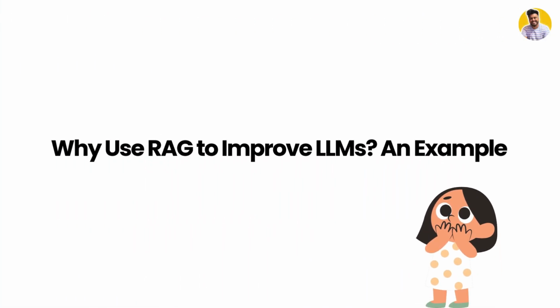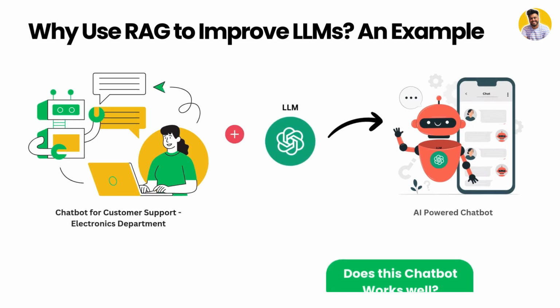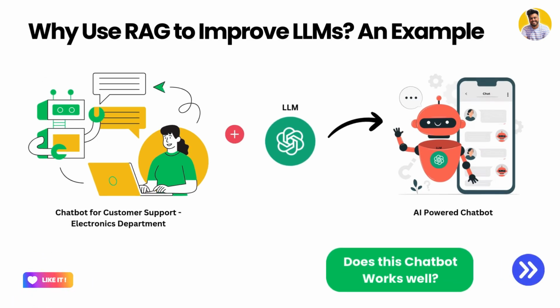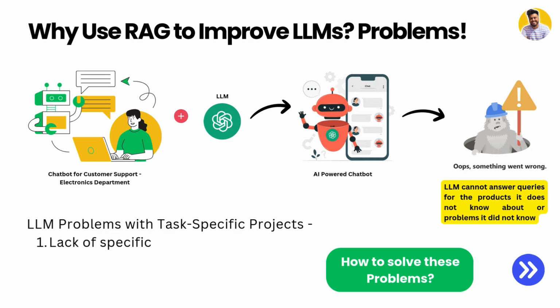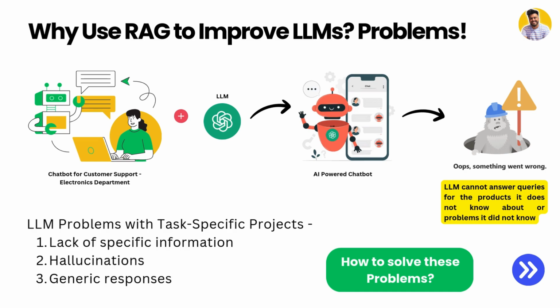So do you know why we use RAG to improve large language models? Okay, so let's take an example. We have a chatbot for customer support in the electronics department that is powered by a large language model. But does this chatbot always work? No, because it cannot answer queries on which it was not trained and products that it doesn't know. That's because of the lack of information. It hallucinates. It gives only generic information and incorrect responses as well.